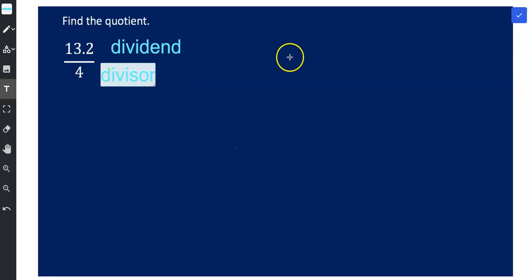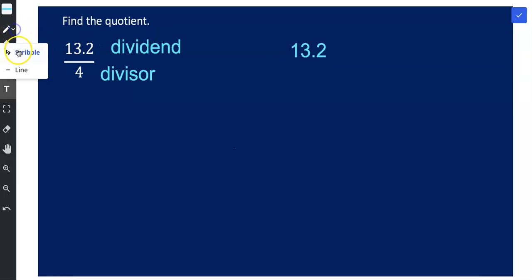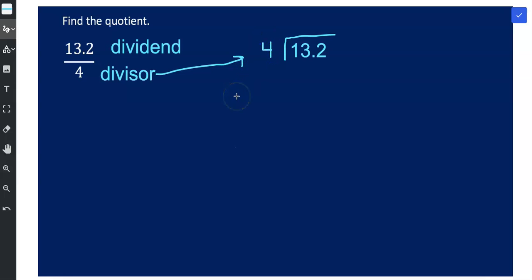You start by recording the dividend, 13.2, and then I'm going to change to the scribble tool, and I'm going to write division next, just like I say this fraction, 13.2 divided by 4. So then I write 13.2 divided by. The action is happening to the 13.2, so I'm drawing it over the 13.2. 13.2 divided by the divisor 4. So I put the 4 on the outside. What you're dividing it by goes on the outside.